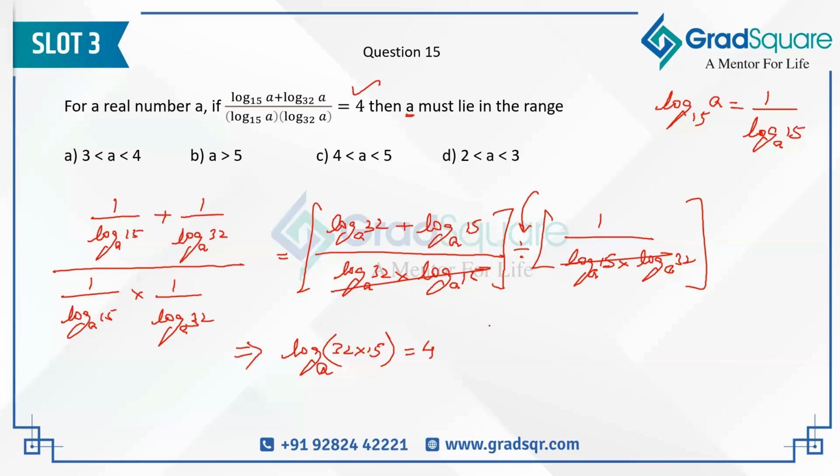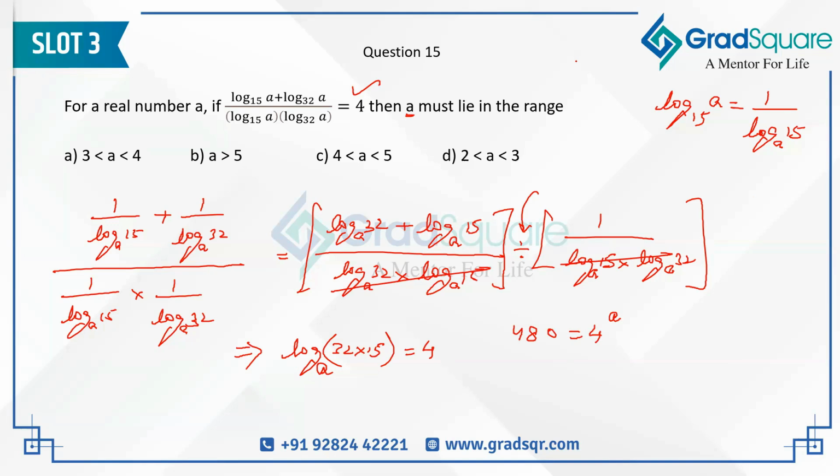So now what are we looking at? 32 into 15, which is 15 into 2 is 30, 45, 480, should be equal to 4 to the power of a is what you are looking at. Now you want to find out the range of a. So if you look at the power value of a, what can it be? If you take the value of a as 1, it will be 4 power 1. It will be 4 power 2. 4 power 2 will be 16. 4 power 3 will be 64.